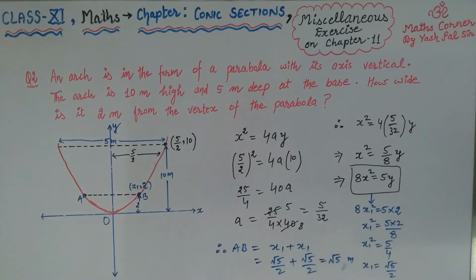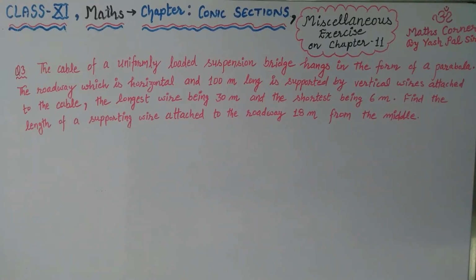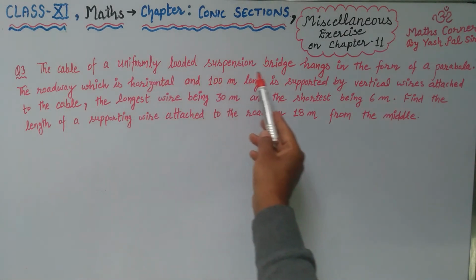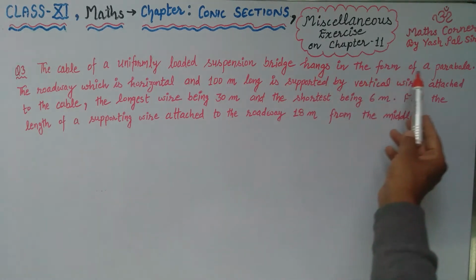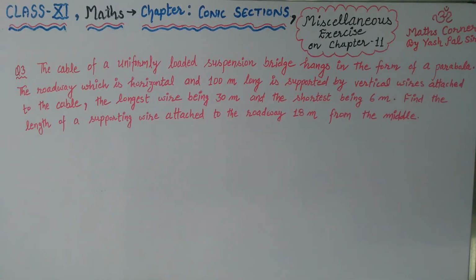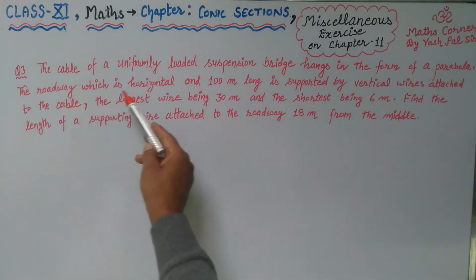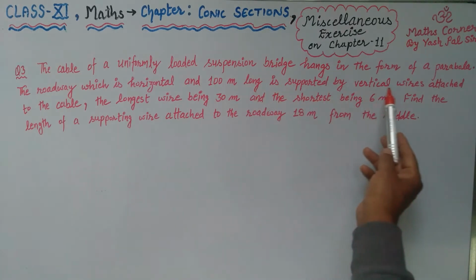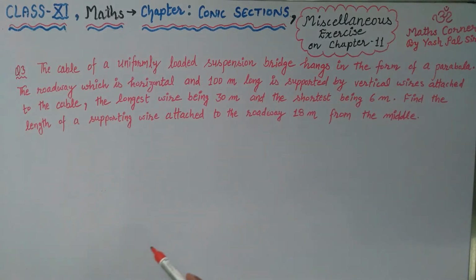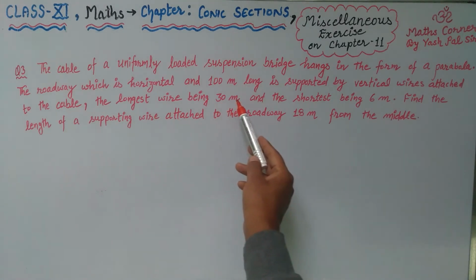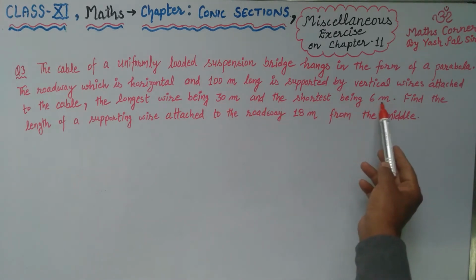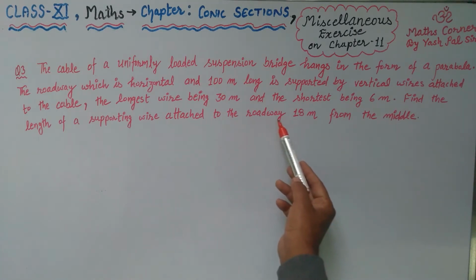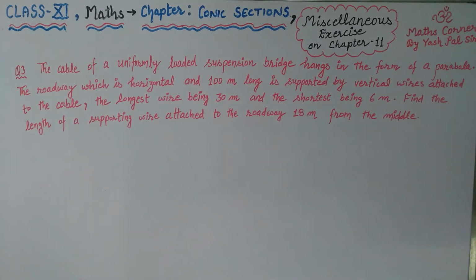Now next question. Question number 3. The cable of a uniformly loaded suspension bridge hangs in the form of a parabola. The roadway, which is horizontal and 100 meter long, is supported by vertical wires attached to the cable. The longest wire being 30 meter and the shortest being 6 meter. Find the length of the supporting wire attached to the roadway 18 meters from the middle.